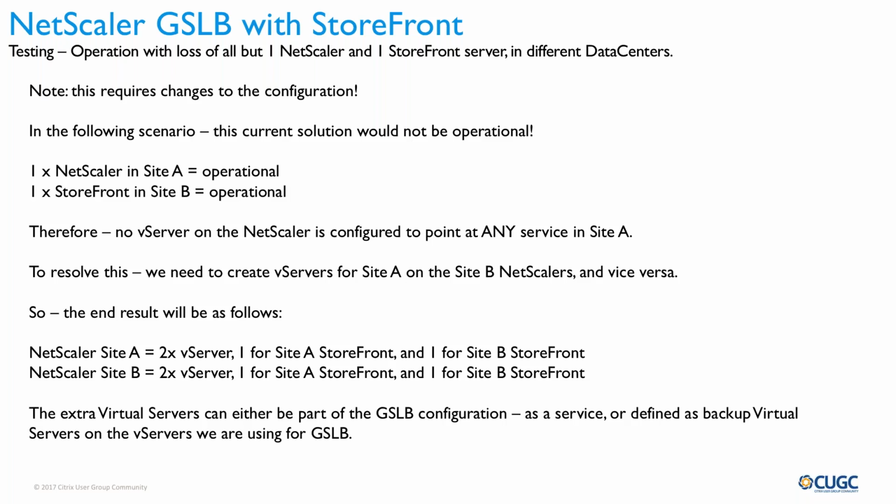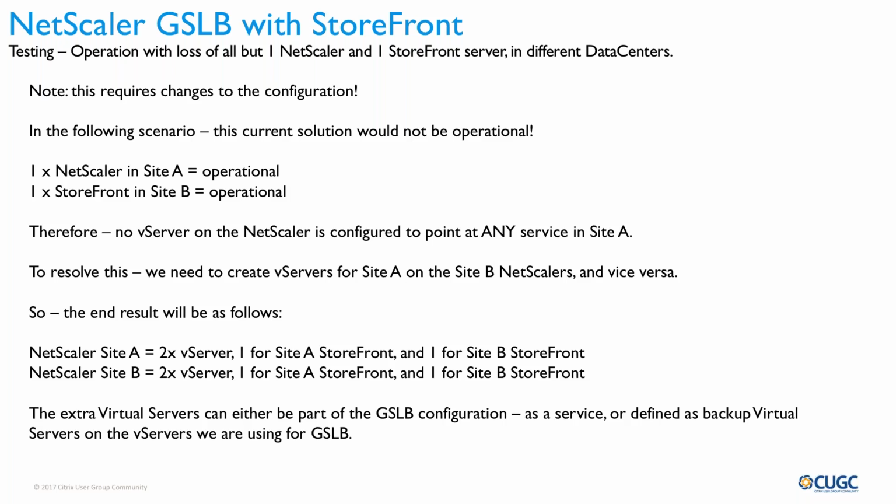So the reason for this is because let's imagine our NetScaler in site A is the only thing running in site A. Now, when we configured that NetScaler, the only load balancer we created on it was pointed at storefront in site A. That essentially means that we need at least one NetScaler and one storefront server in the same site to be running, otherwise we won't have a service. So in this situation, if we imagine a NetScaler in site A and a storefront server in site B are the only things running, there is no load balancer on that NetScaler that points to storefront in site B.